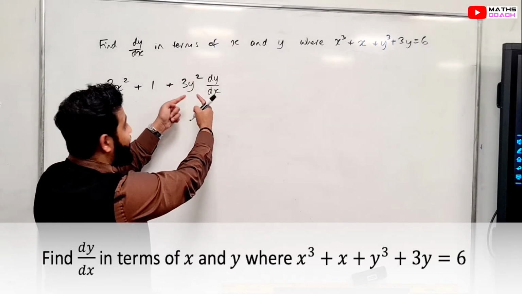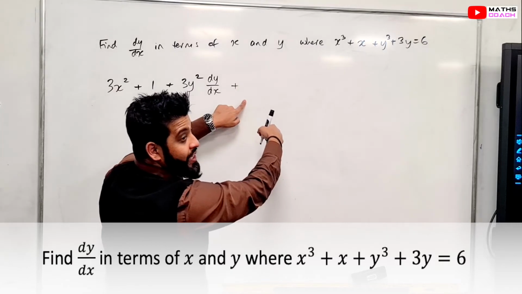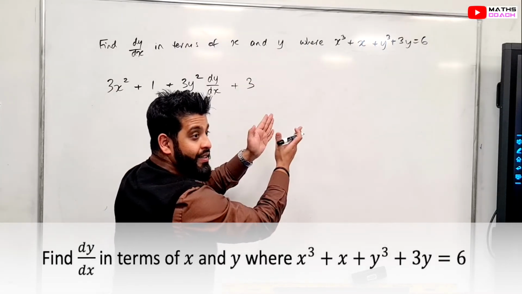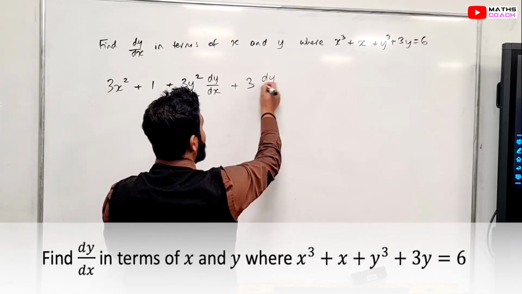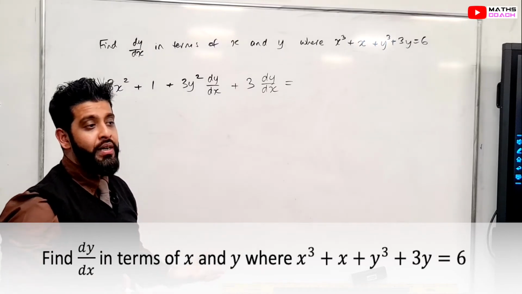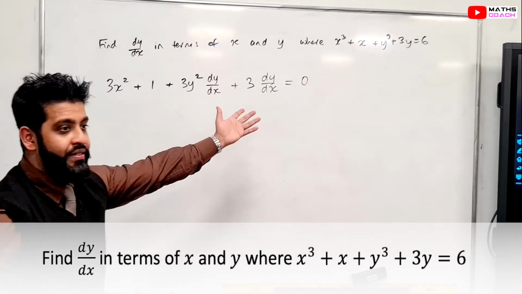That's looking at the bracket. Remember what we were doing? We were looking at the bracket. Continue, plus 3y. What's that differentiated now? So we write 3, and then we look at the bracket. So the bracket is a y, so we write dy over dx. Equal to, what do we do when we have a number? 0. We write a 0. So this is what we have.